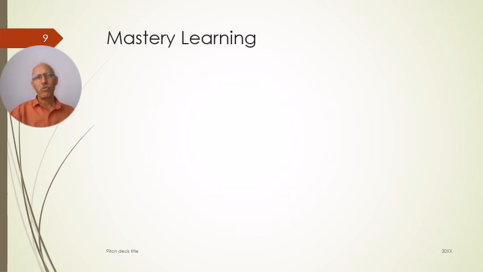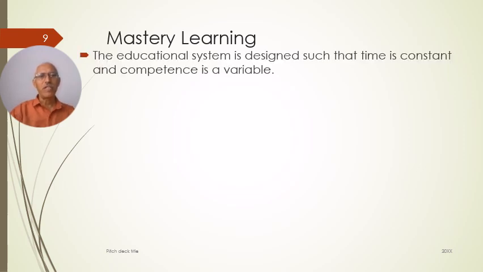And that's why it's important to do certain revision at different times. It helps us to connect the details that we're giving with the big picture that we are trying to achieve. The educational system is designed such that time is constant. You have 45 minutes, and competence is variable. In 45 minutes, the competence that the students will be mastering will be the one that is variable.